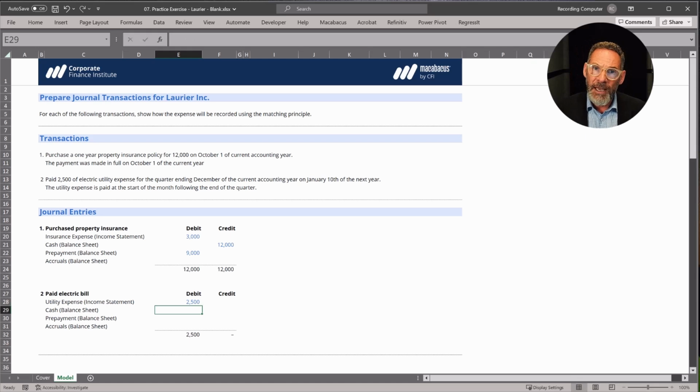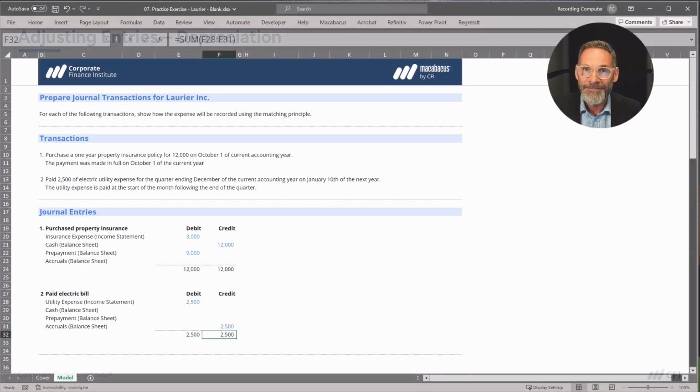So we need to have a credit somewhere to balance that out. And it's something we owe. We still owe that utility expense at year end, even though we might not have even got the bill. We know that we incurred that expense. That's an accrual. It's a liability. Our debits match our credits, and we've honored the matching principle.